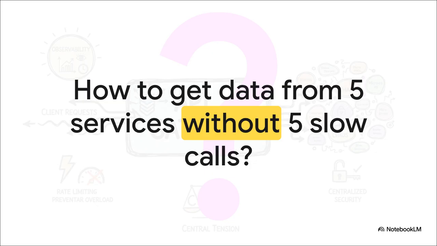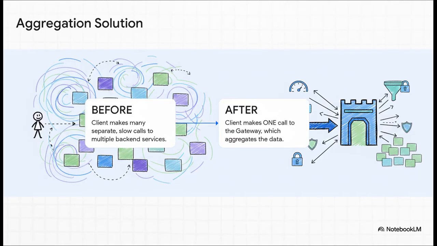So, what do we do? And bam, here's the solution, the aggregation pattern. It's a game changer. Instead of the client making all those separate calls, it makes just one single simple call to the API gateway. The gateway then does the hard work. It fans out and calls all the back-end services over the fast internal network, collects all the data, and then sends back one nice, tidy, complete response to the client.